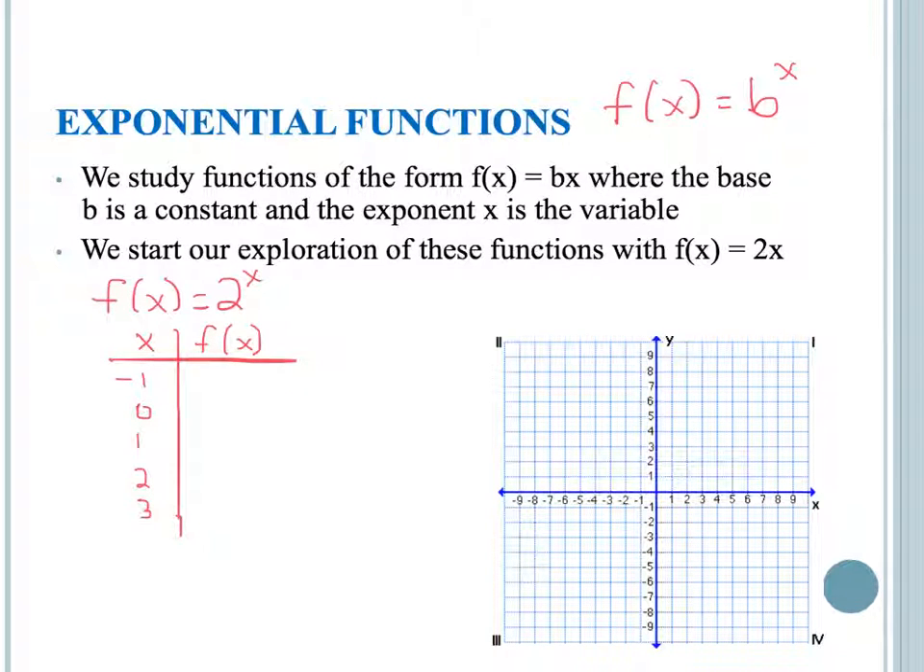If you plug 3 in, 2 cubed is 8, 2 squared is 4, 2 to the first is 2, 2 to the 0 power is 1, and then 2 to the negative 1 turns out to be 1/2. So I'm going to try to plot these points over here. I'll do the best I can.